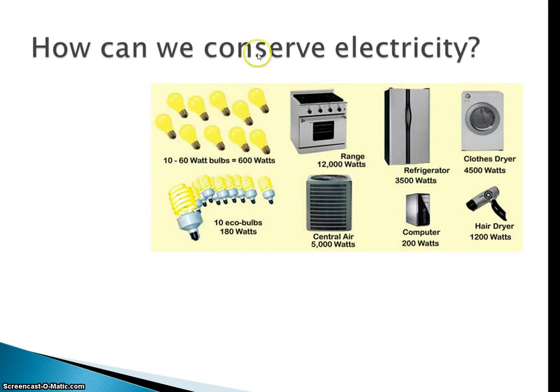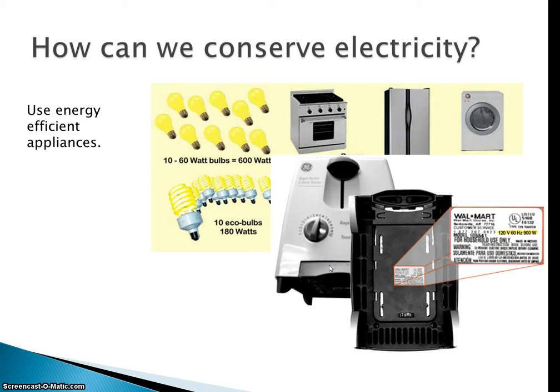Now, if we look at these different appliances, we can see that they make use of different watts of electricity. And if we look here, 10 of these bulbs make use of 600 watts, whereas 10 of these eco bulbs make use of 180 watts. Therefore, one good way to save electricity is to make use of energy efficient appliances. To determine how many watts your appliance uses, you can look at the label that is attached to them.